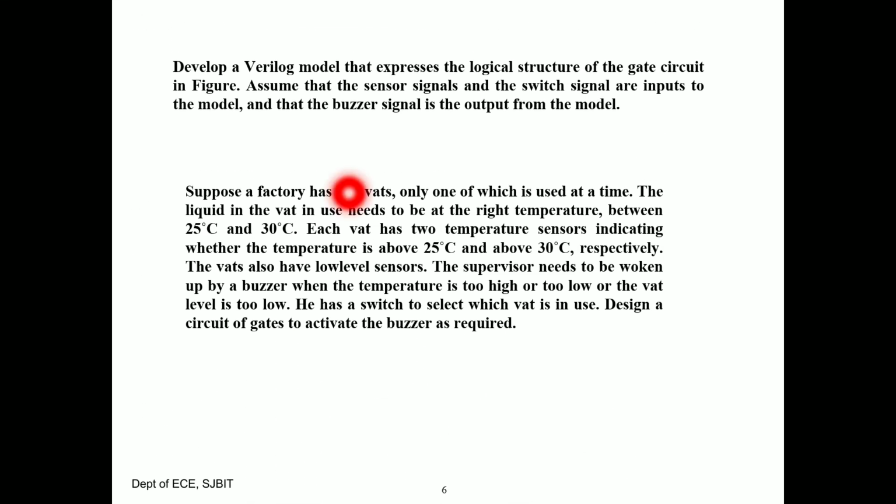You have a factory that has 2 vats. 2 vats means 2 units, out of which only one is active at a time. The liquid in the vat is to be monitored at the right temperature, and the temperature should be between 25 to 30 degrees centigrade. Each vat has a temperature sensor to indicate whether the temperature is within the range, that is 25 degree and 30 degree. But the temperature sensors we have will sense above 25 and above 30 degrees.